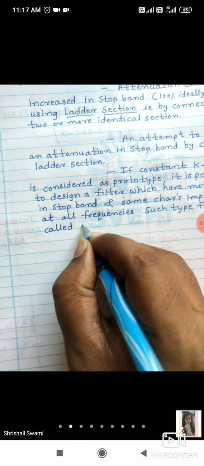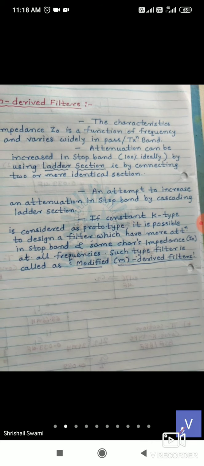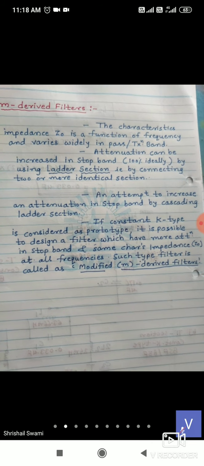Okay, so such type of filter is called as modified filters किंवा modified derived filter, derived filters. So if they are asking what is the derived filters, you can write all these explanation. Okay, so such type of question already asked in the university question paper.